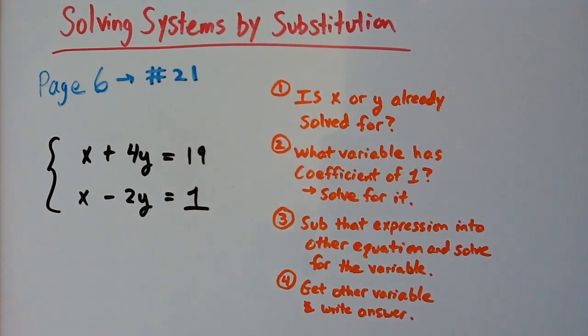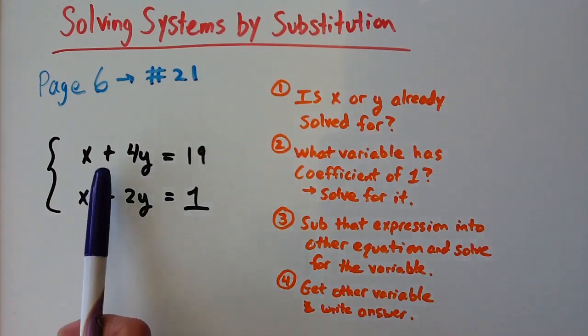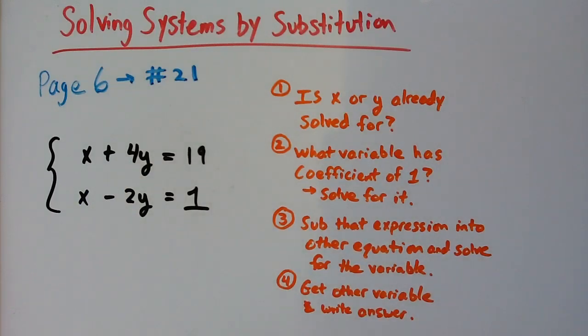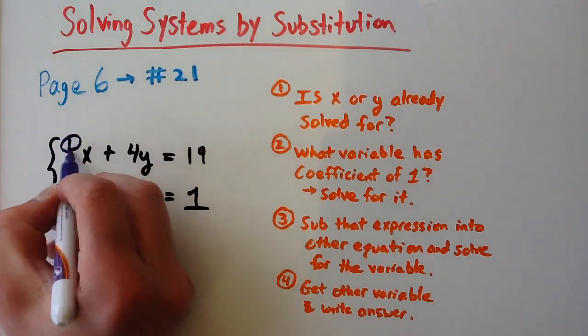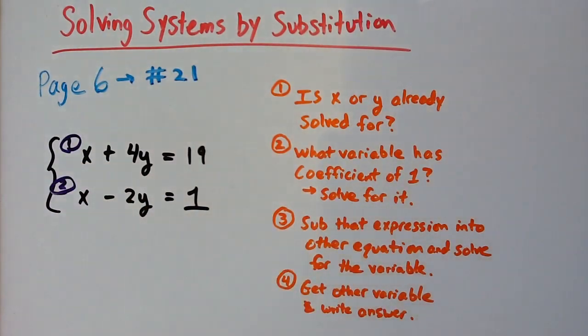Solving systems by substitution. This is page 6, number 21. The first question to ask myself is, do I already have x or y solved for? Does one of these equations already have x equals something or y equals something? As I look at them, I'll call the first one equation 1 and the second one equation 2, and neither one of those equations is already solved for x or y.